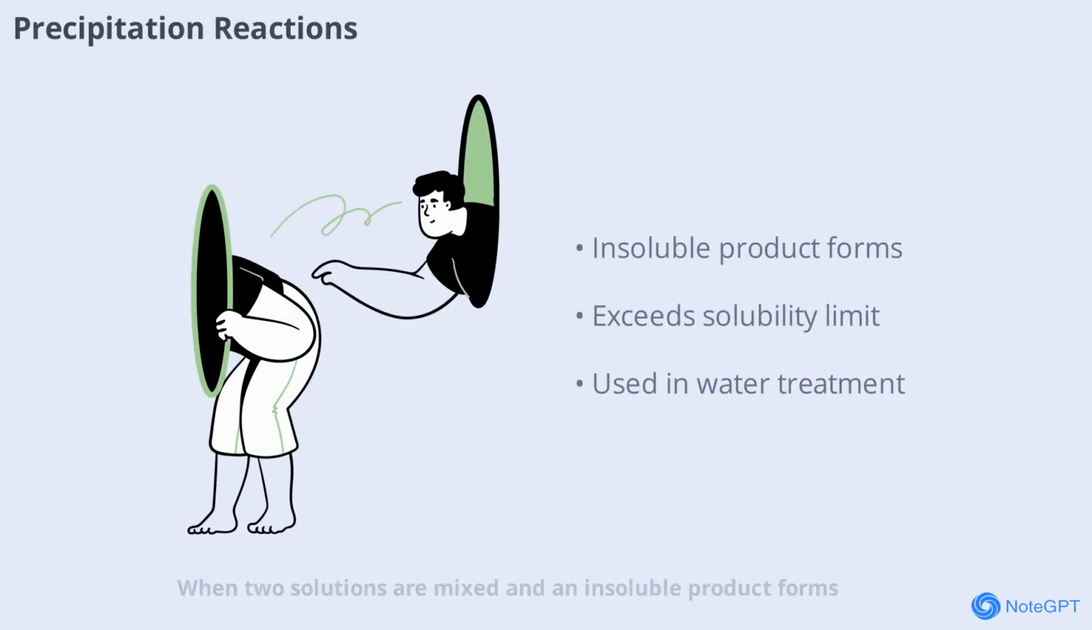When two solutions are mixed and an insoluble product forms, it's called a precipitation reaction. The insoluble product, or precipitate, forms because the solubility limit is exceeded. These reactions are important in water treatment, chemical analysis, and even in forming geological features like stalactites and stalagmites.